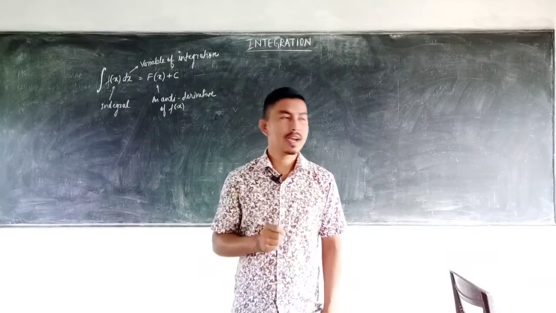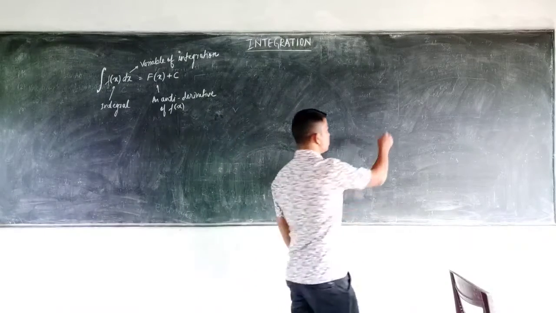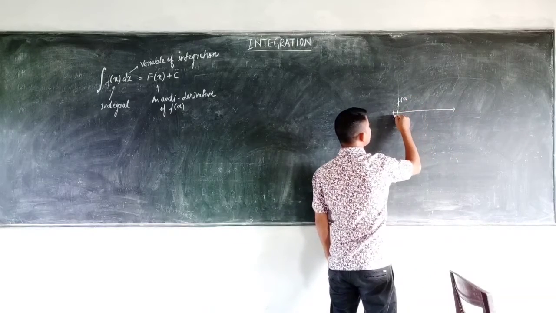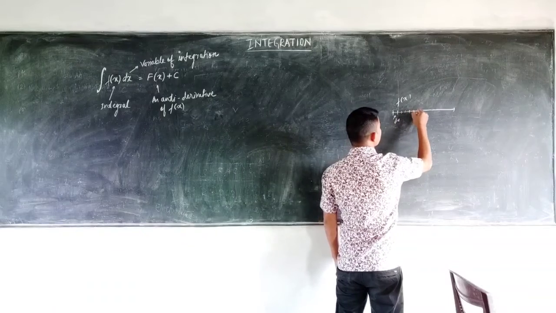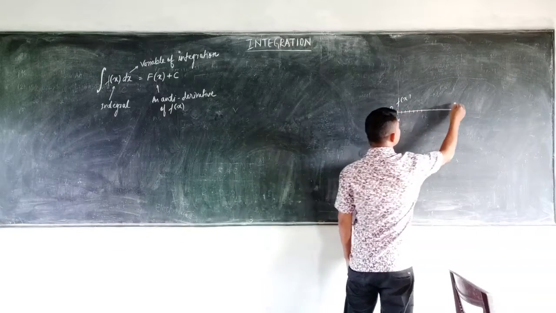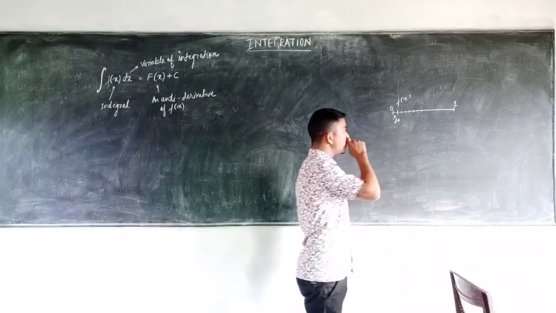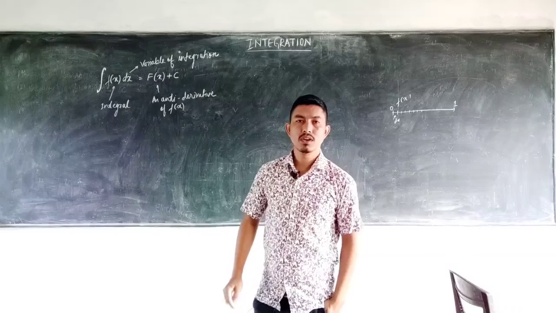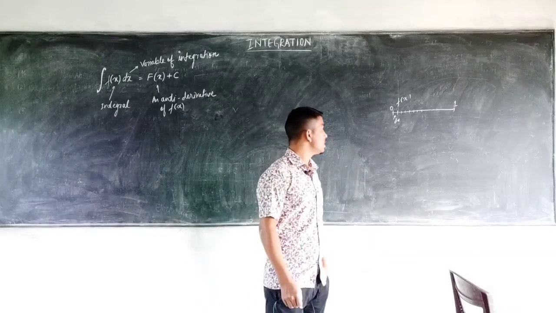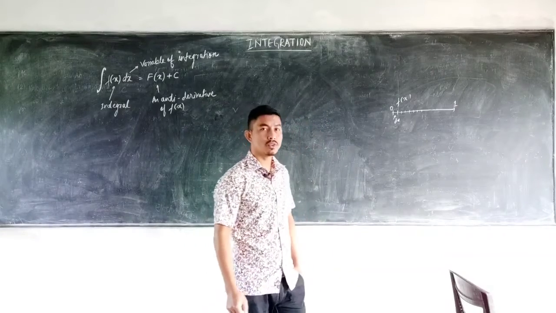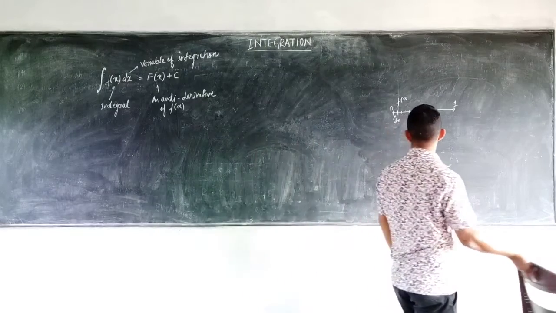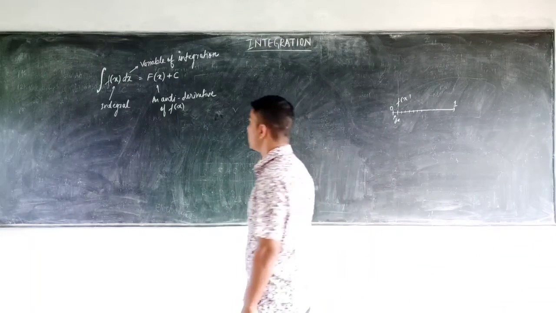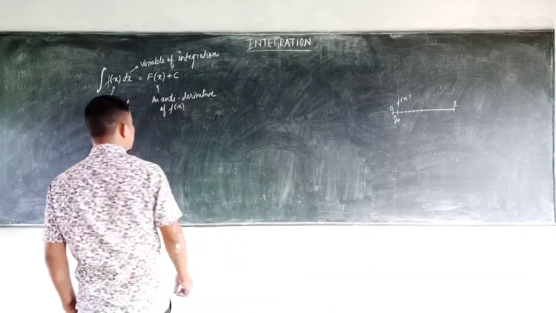If there is any function f of x which is divided into infinitesimal parts dx, ranging from a value of 0 to 1, what can I do? I can add this dx n times, but in calculus notation we call it the integration of f of x with respect to dx. That is how we represent integration. So here we will be learning integration as an inverse process of differentiation.